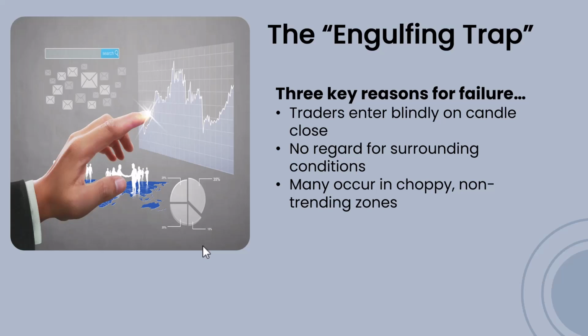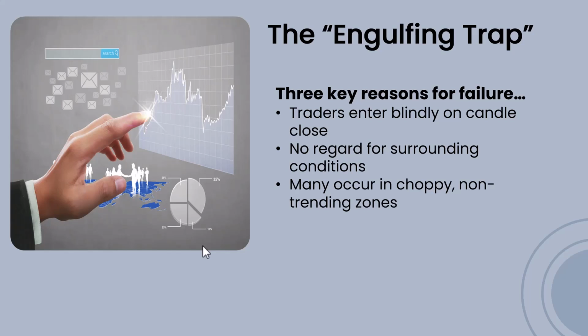So there are 3 key reasons for failure or putting yourself in a position where you might be entering an engulfing trap. The first key reason is that traders enter blindly on candle close. We've said before that one of the things that's important with any candle pattern is to get confirmation from the subsequent candle that that is a reversal. To do that before the end of that next candle close is essentially trading a little blindly. You haven't got full context. You haven't got confirmation of that reversal.